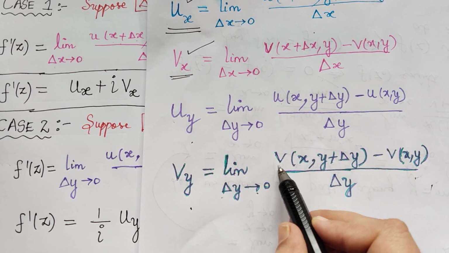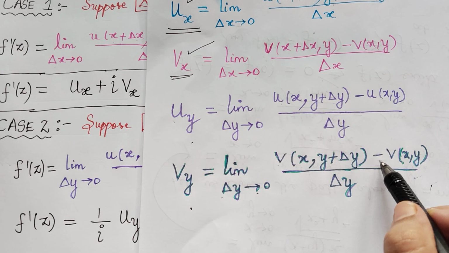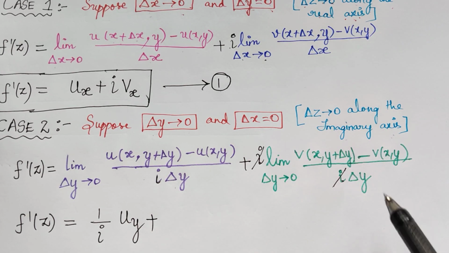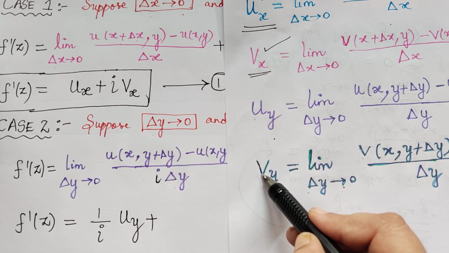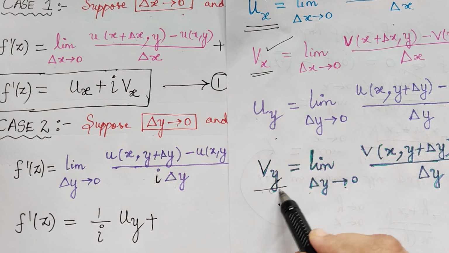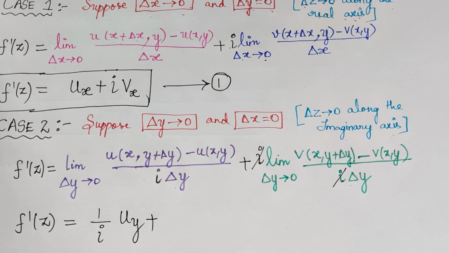Limit delta y tends to 0, v of x comma y plus delta y minus v of x comma y divided by delta y. So what is this actually? It is the partial derivative of v with respect to y. So vy. So that we will write.